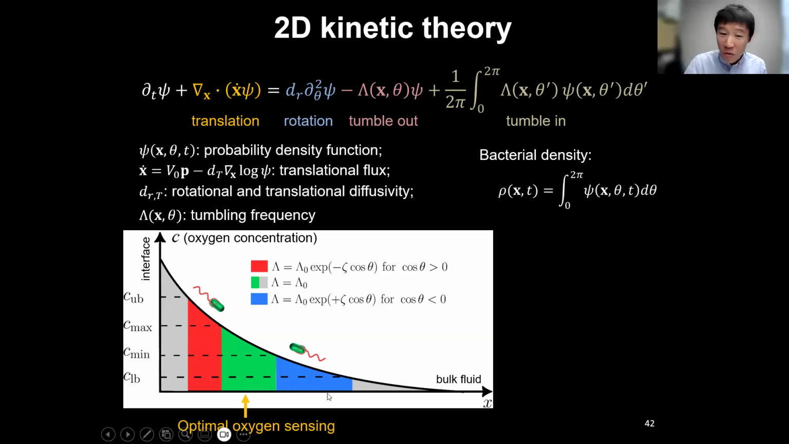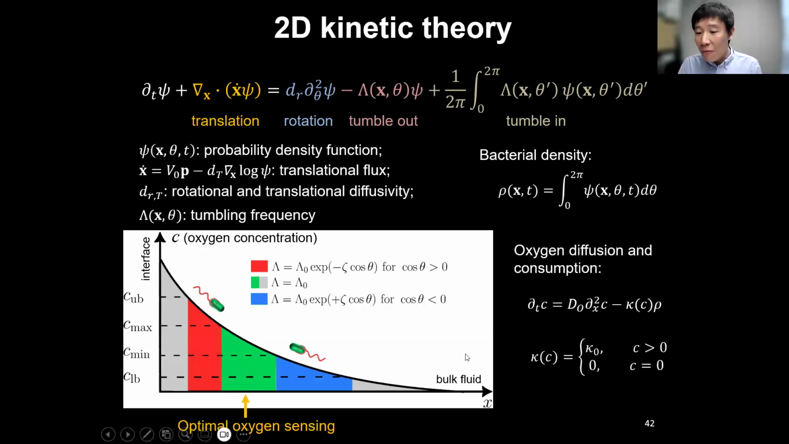Same for the blue one. If they're moving to the green, they will extend their run time, they will reduce the tumble, but when they're moving away from the green region, they will go back to their tumble behavior. And then we couple this with the normal diffusion consumption equation for oxygen. C here is the concentration of the oxygen.